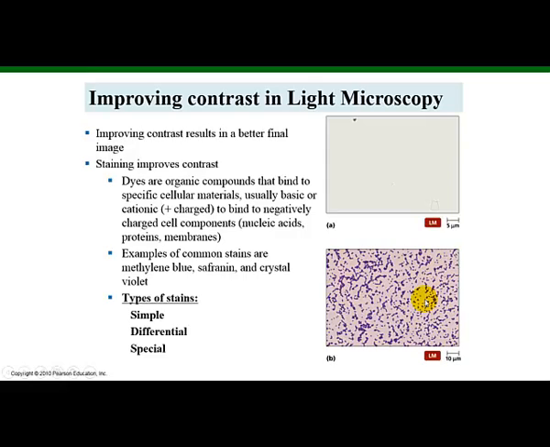This will help improve contrast, which is the difference in visual properties that make an object distinguishable from other objects and the background, so you'll get a better image. Staining is what will improve the contrast between the specimen and the background of the slide.